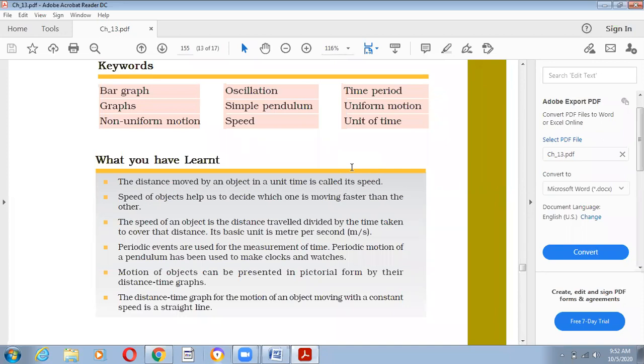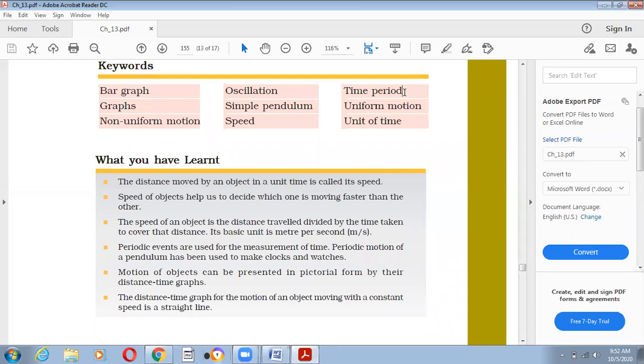Then we have the simple pendulum. A simple pendulum contains a bob and a thread, fixed from one point. That is a simple pendulum. Definition of speed: speed is defined as the distance traveled per unit time. Then the time period. Time period is the time taken to complete one oscillation. I'm repeating, time period is the time to complete one oscillation.